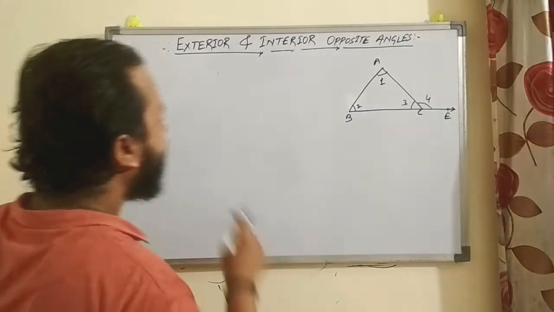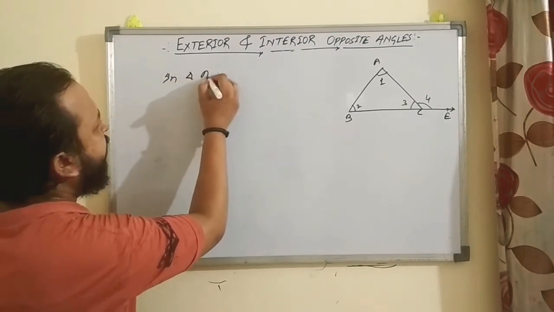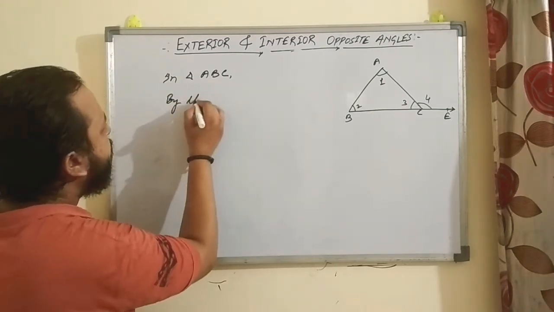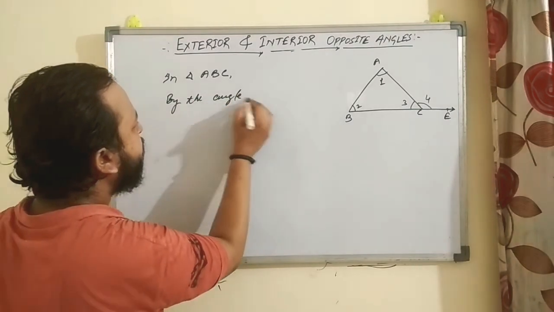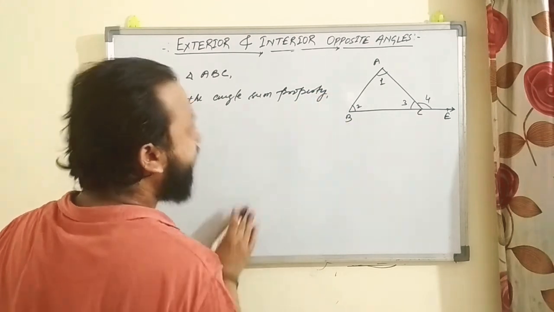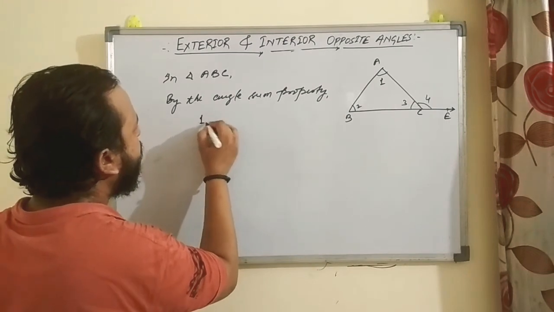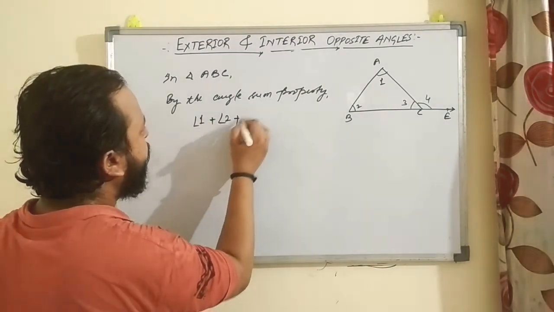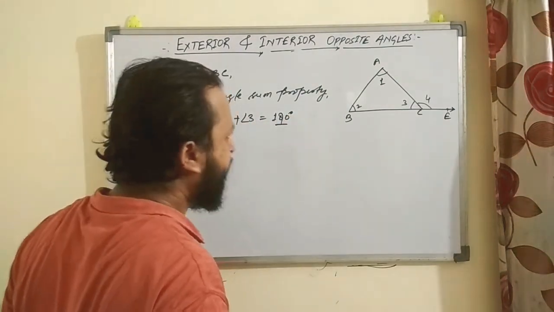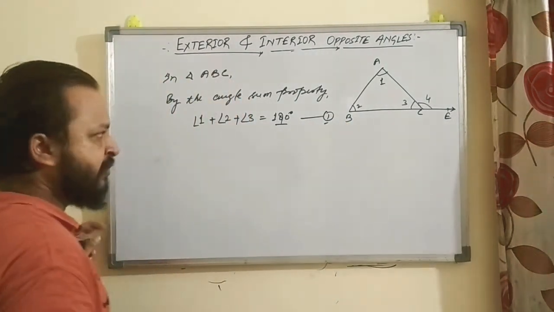So if we are talking about the triangle, in triangle ABC, we know that by the angle sum property, sum of angles of a triangle is 180 degrees. So angle 1 plus angle 2 plus angle 3 is equal to 180 degrees, right? So just mark them, equation 1.